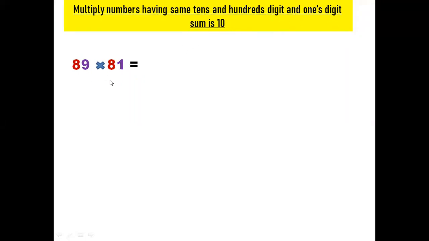Next is multiply numbers having same tens and hundreds digit, and ones digit sum is 10. Ones digit is 9 and 1. So we add 9 plus 1 gives us 10. So ones digit sum is 10. Multiply numbers having same tens and hundreds digit. So in the tens place, we have the same digit 8. So let us start with the multiplication.